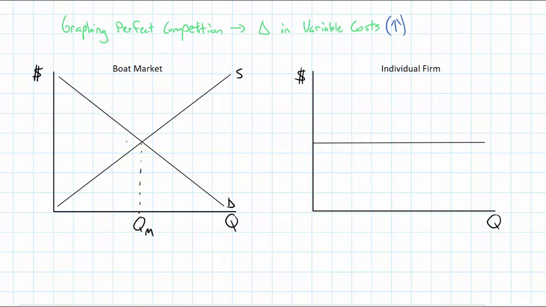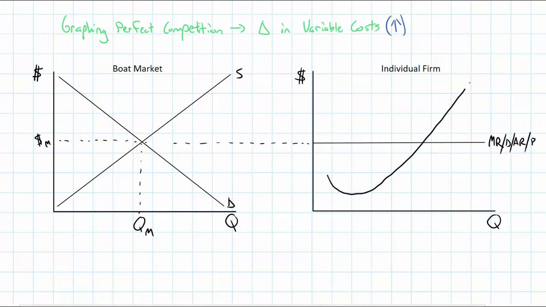That's going to be my market quantity, where the quantity supplied is the same as the quantity demanded. That's also going to give me the price. I'll call it $M, and I'm going to take my price over because all these individual firms are going to be price takers. And this is going to be my marginal revenue, my demand curve, my average revenue, and my price, Mr. DARP. I have my marginal cost curve coming down like a check mark and then back up.